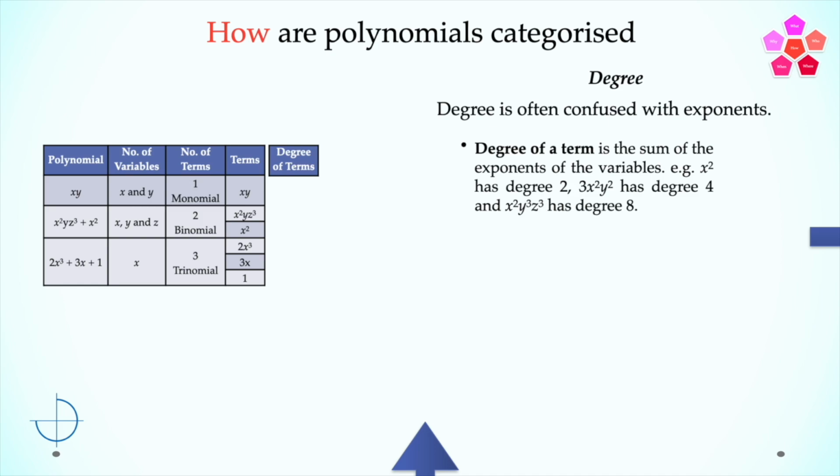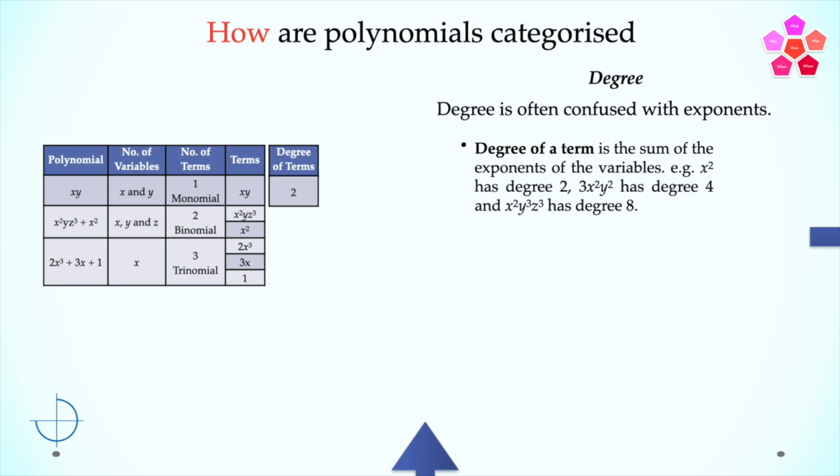So in essence, we identify all the variables and their exponent values and add them. Remember, the coefficients have no significance. So let's try these for the monomial, binomial and trinomial. So for monomial, the term xy has two variables x and y. So the degree of the term becomes 2.